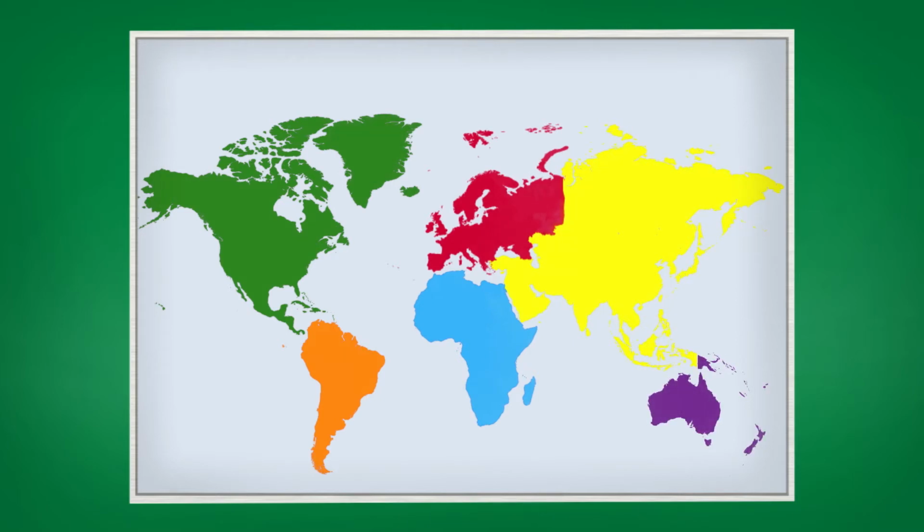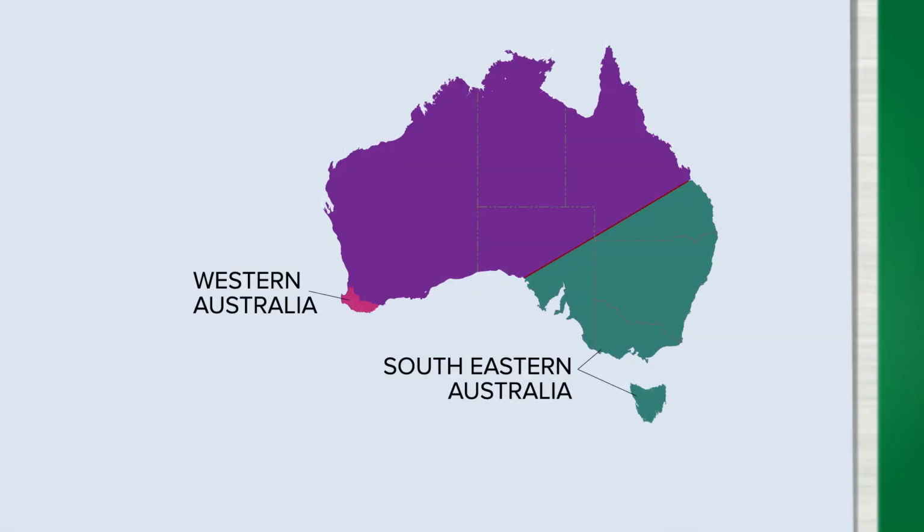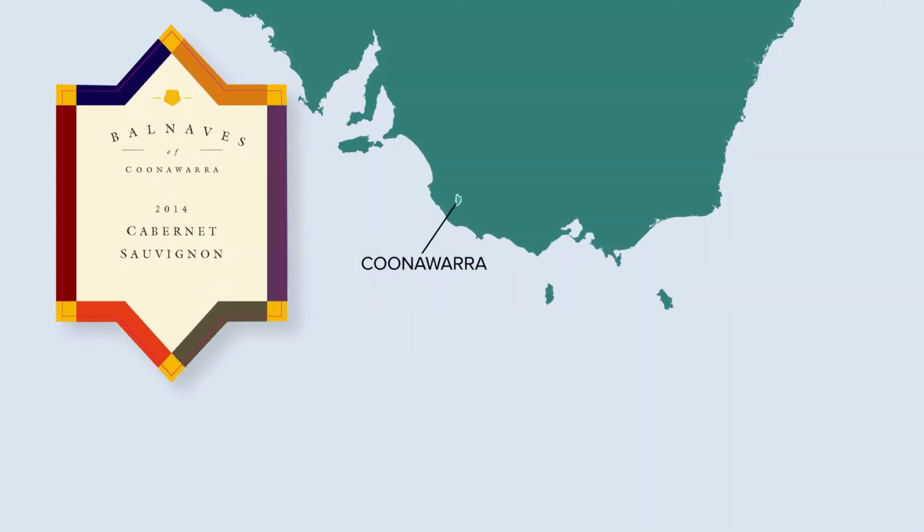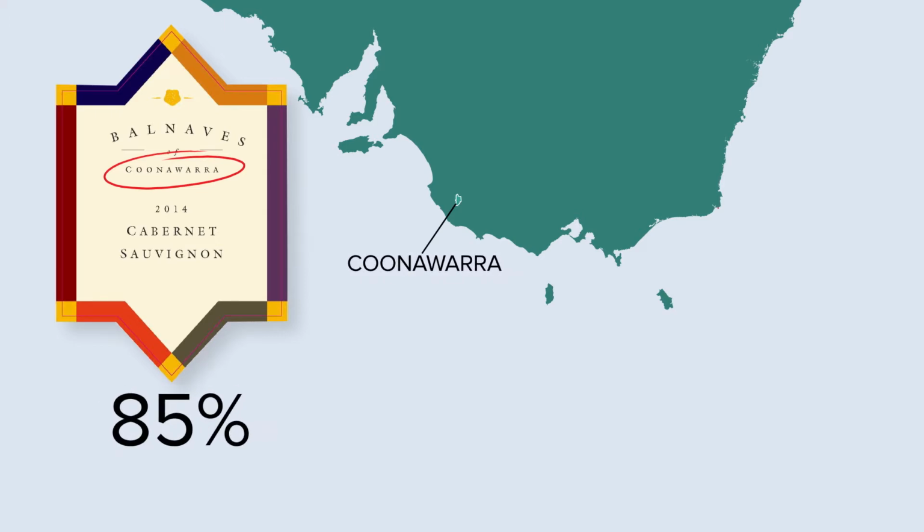Let's take as an example the region of Coonawarra in Australia. If you see Coonawarra on a label, it simply guarantees that 85% of the grapes used to make that wine came from the Coonawarra region. This 85% is the baseline for GIs around the world, although in some countries, stricter local laws apply. A similar 85% rule applies to grape varieties and vintages that appear on a label.